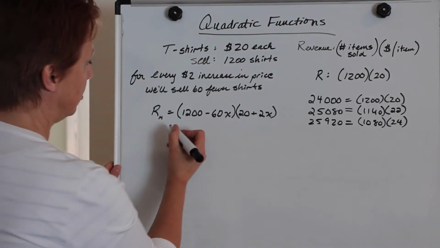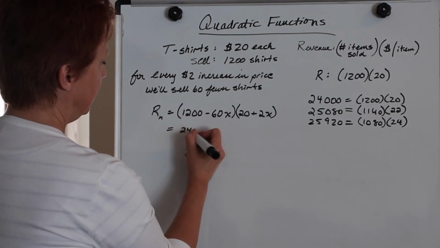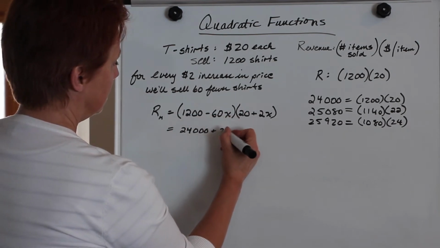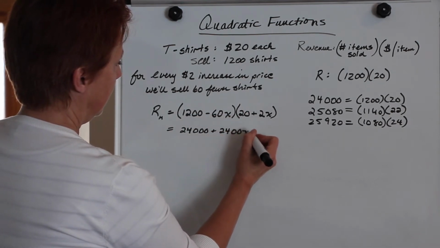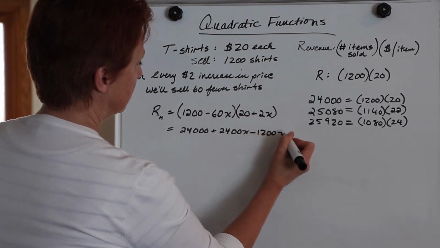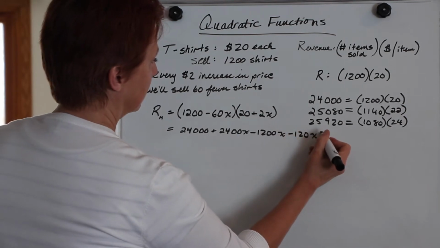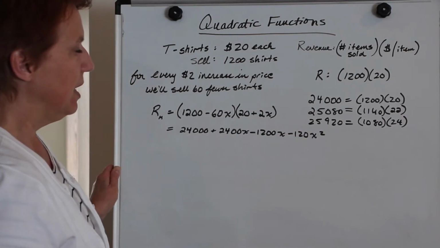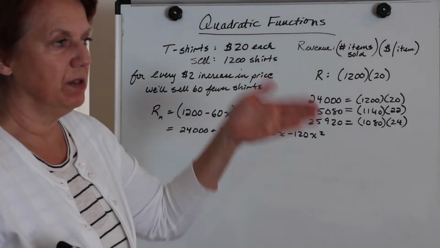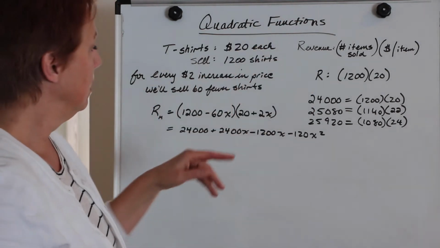Now we have to multiply this out to get it into the general form, because we're going to have to complete the square. So 1,200 times 20 is 24,000. 1,200 times 2x is 2,400x. Those two together make 1,200x. And those two together make minus 120x squared. Because we're looking for a maximum, your leading term has to be negative. Otherwise, your graph doesn't open the right way. It opens up, not down. Okay, it has to open down.